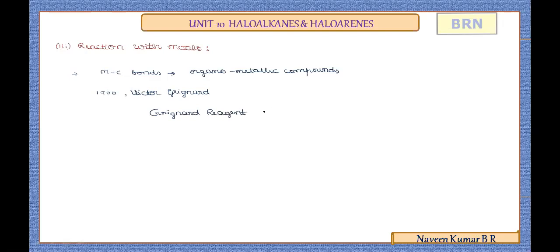Which is represented by the general formula RMgX, alkyl magnesium halide. So alkyl magnesium halide, represented as RMgX, is known as Grignard reagent, which is a very important organometallic compound. It is alkyl magnesium halide.